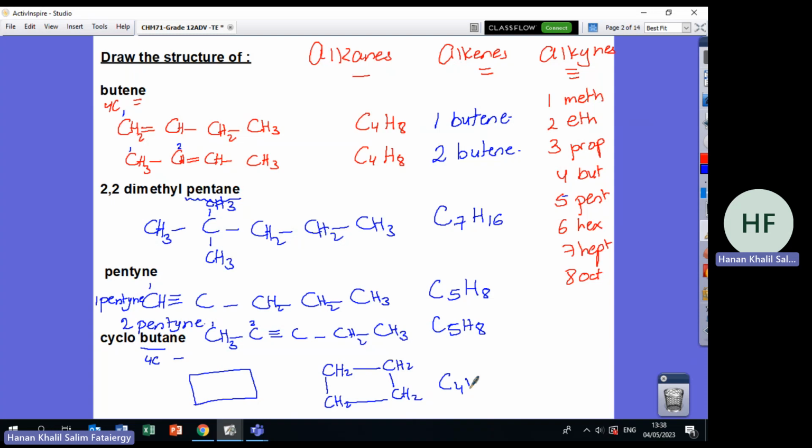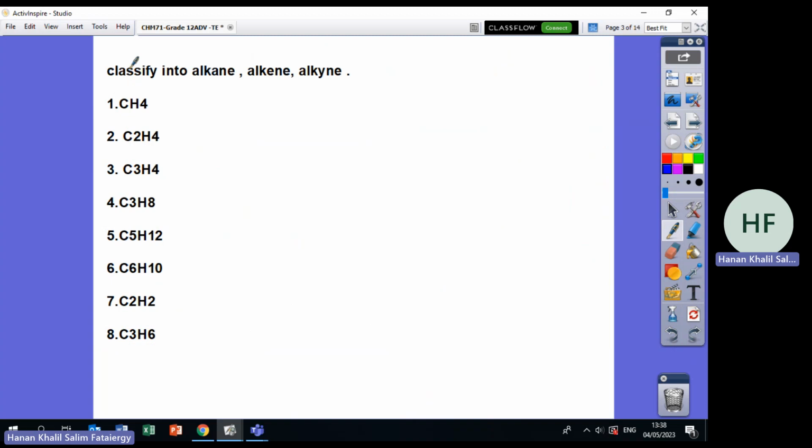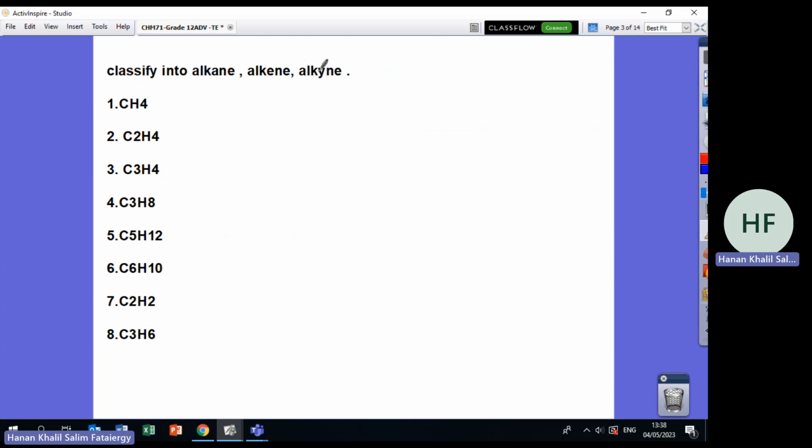Now the formula is C4H8. Now let's do this. Classify this into alkane, alkene, and alkyne. What is the formula of alkane? As you know well, alkane is CnH2n+2. Alkene is CnH2n. Alkyne is CnH2n-2. How will I know if this is alkene? Here n is 1, and 2 times n plus 2: 2 times 1 is 2, plus 2 is 4, so this one is alkane.